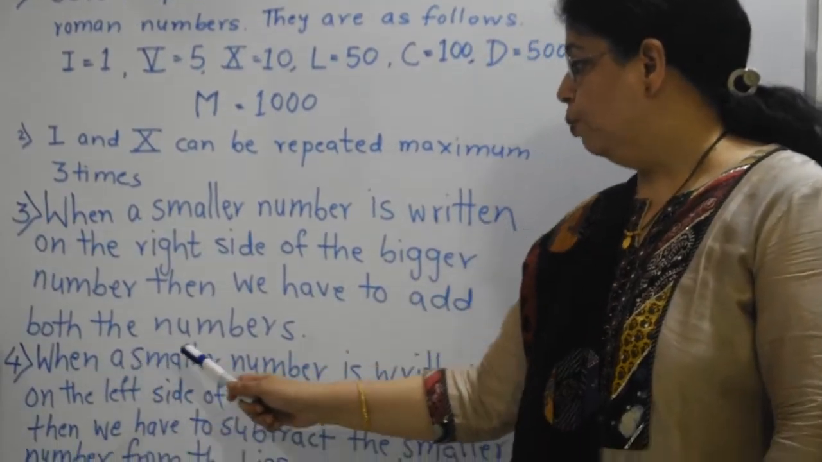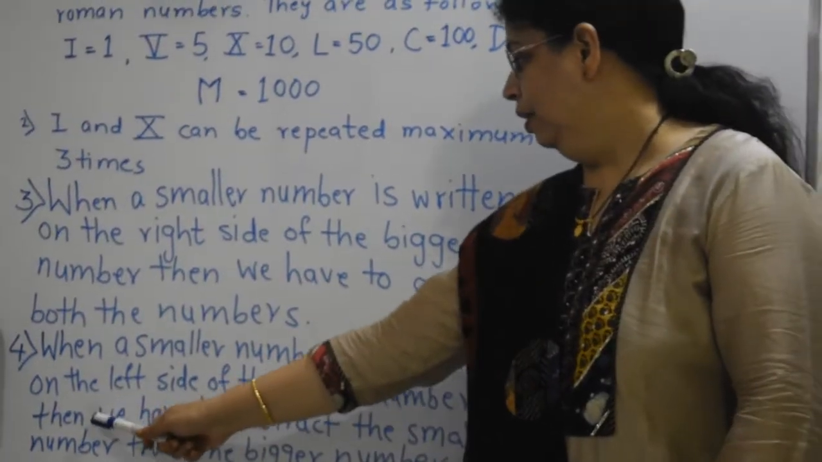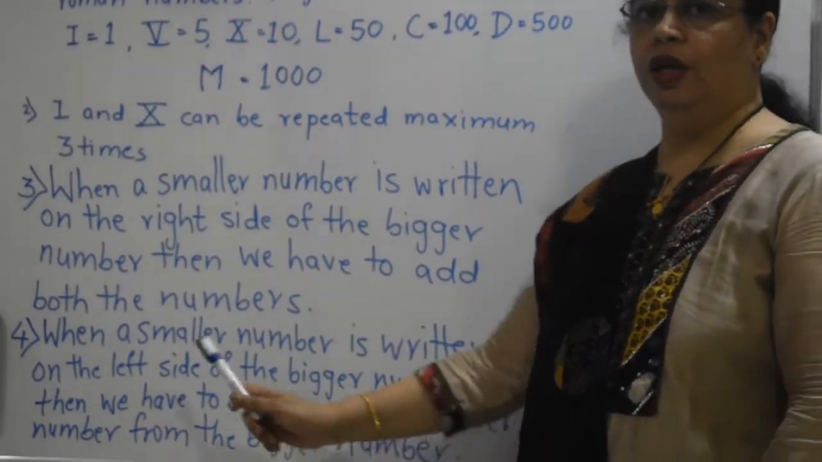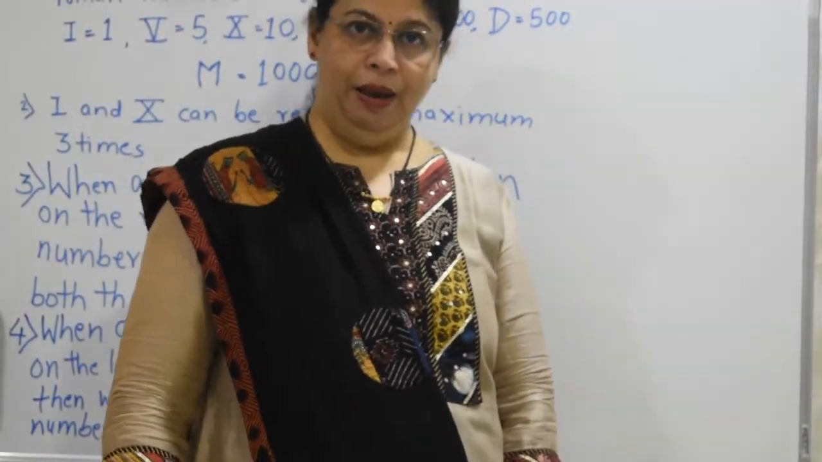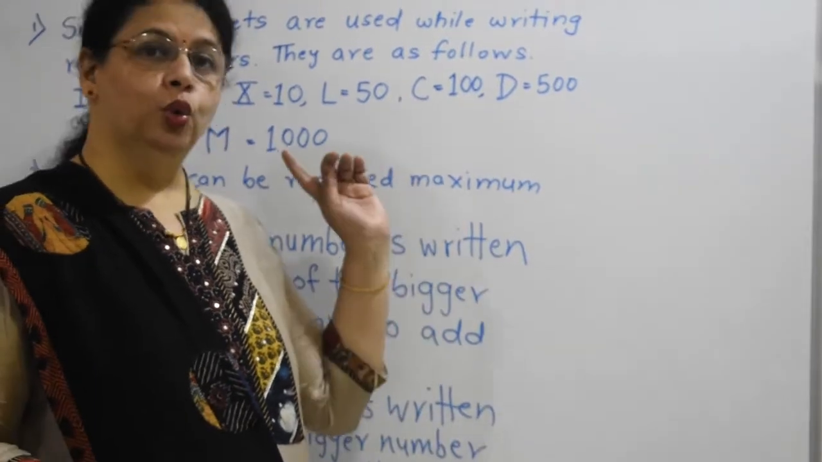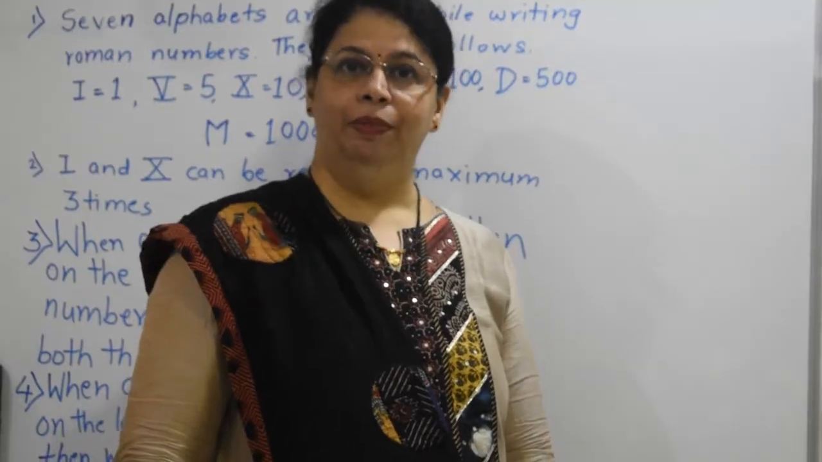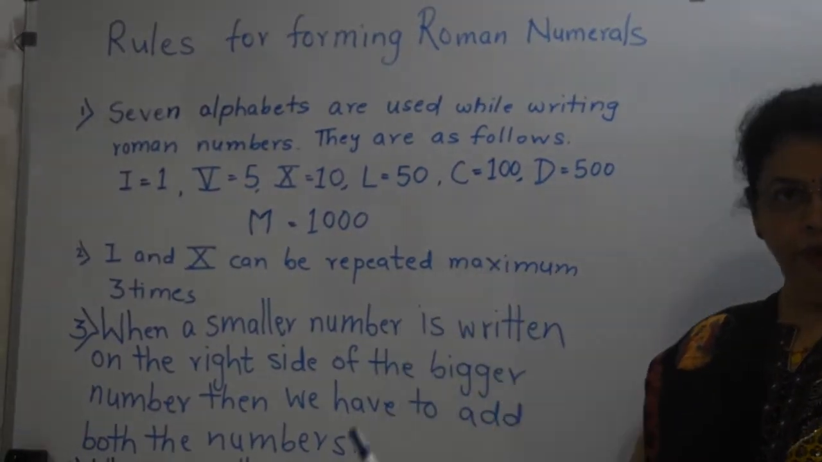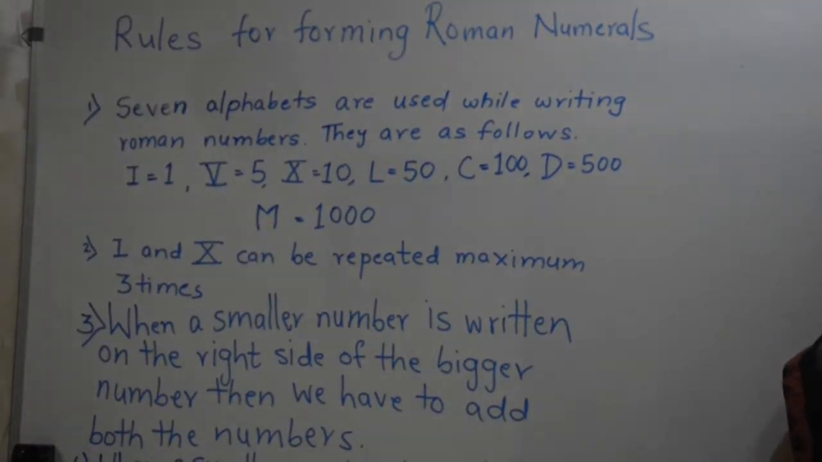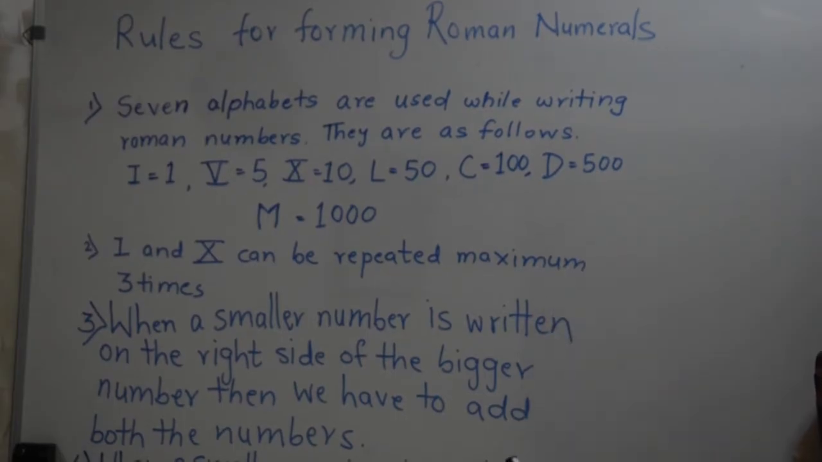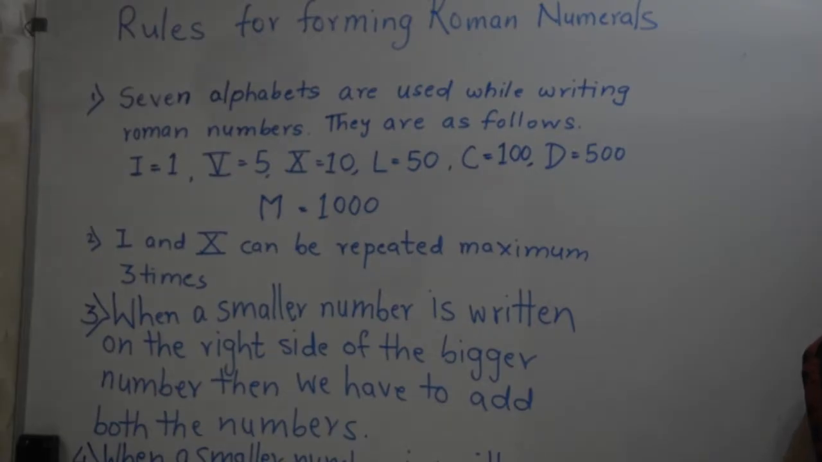Fourth, when a smaller number is written on the left side of the bigger number, then we have to subtract the smaller number from the bigger number. When we will take few examples, that time you will know rule 3 and 4 better. Okay, so let us begin with the examples. Students, take some time but write down. These rules are very important and you must know them, I would say. So write down in your book so that by solving the sums you can go through it again.